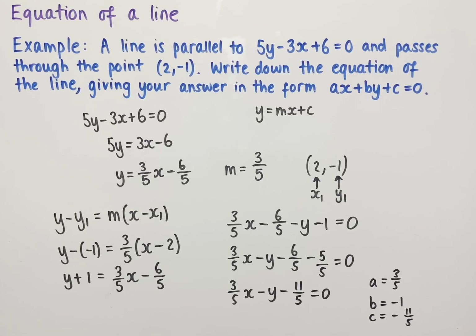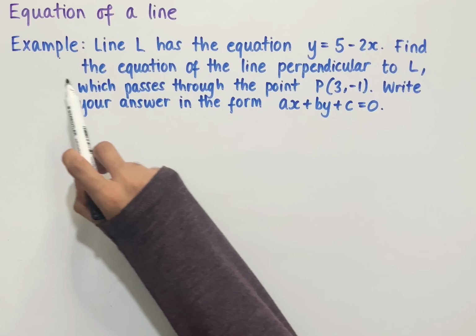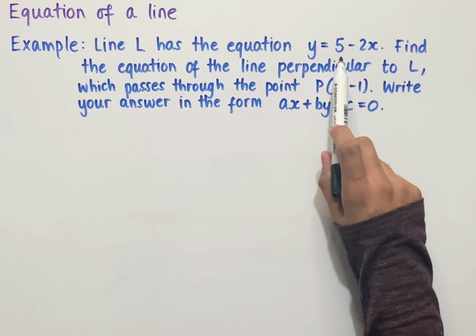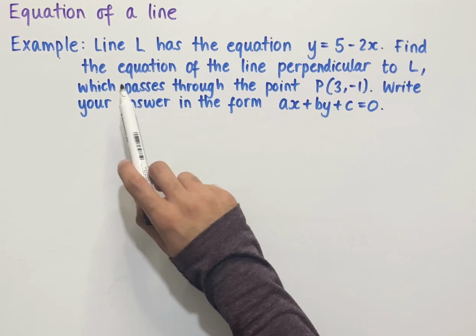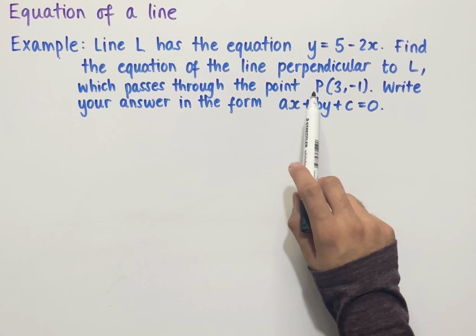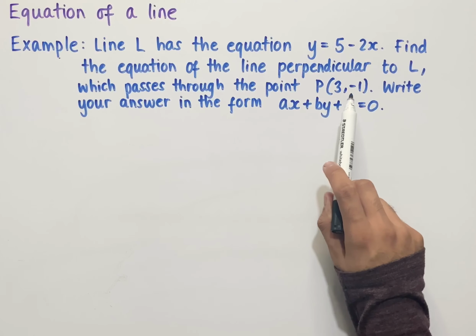Just to be absolutely clear. The second example says line L has the equation y equals 5 minus 2x. Find the equation of the line perpendicular to L, which passes through the point P, which has coordinates (3, -1).